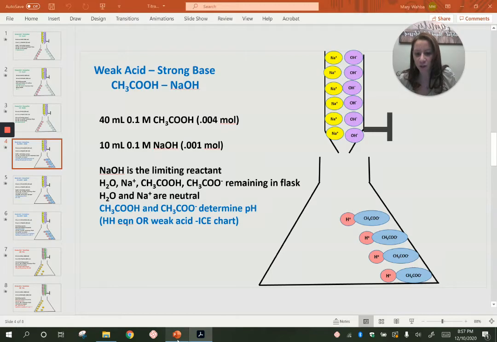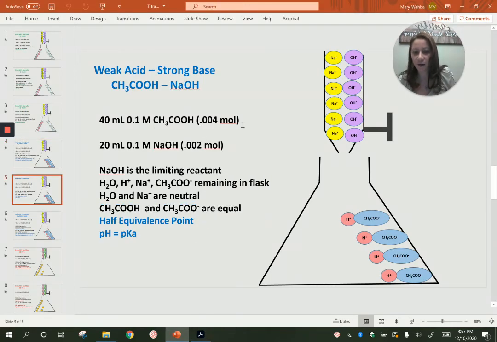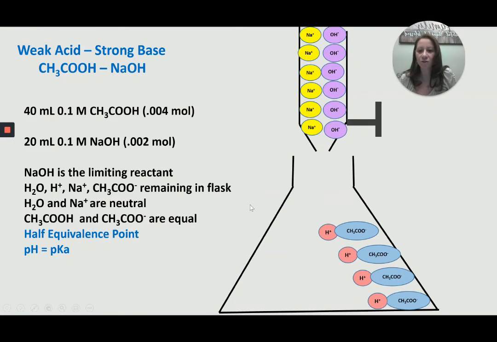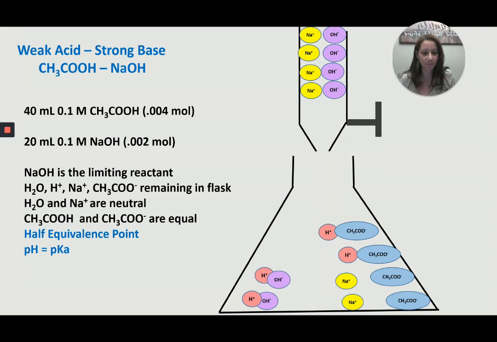Let's look at our animation for this one. So now I'm going to add the 20 milliliters. And so I have the same amount. There's my 4 particles to represent the 0.004 moles. And now I'm going to add 0.002 moles of the NaOH. So that means I'm going to add 2 of these NaOHs. So here's the first one, and then here's the second one.